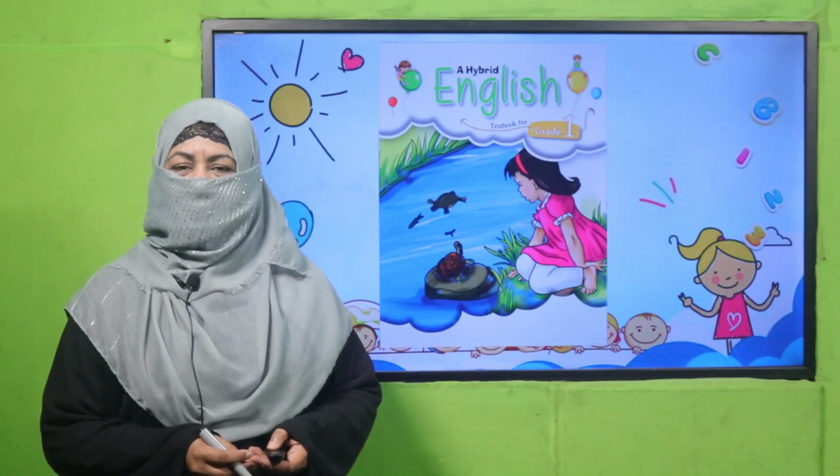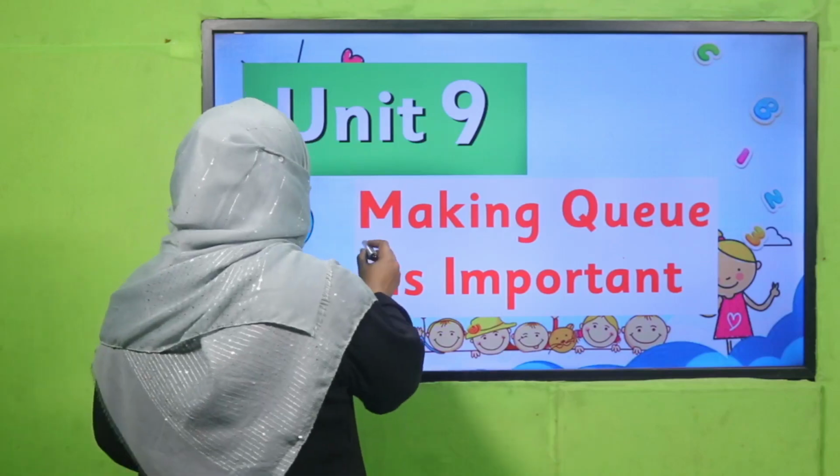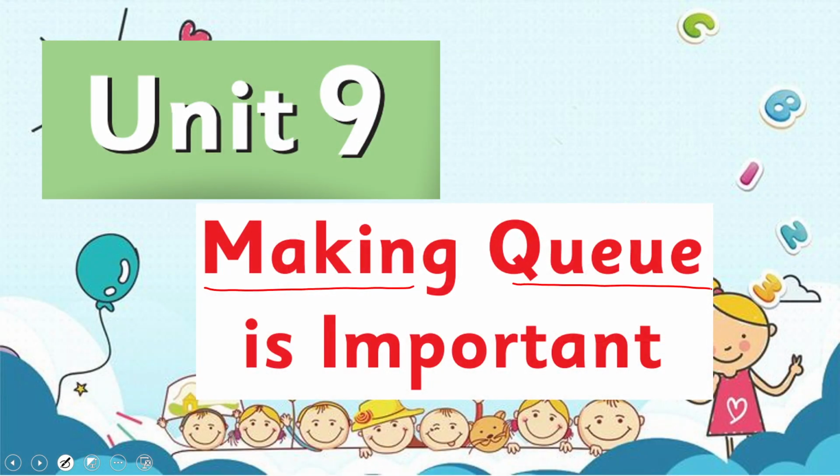That is English for grade 1 and we are learning unit 9. Its title is Making Q is Important.